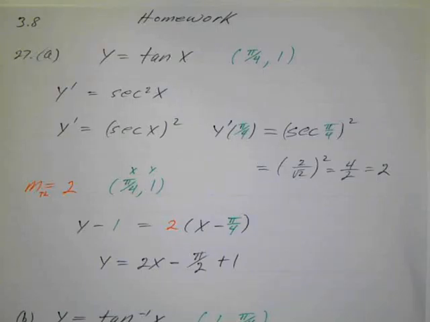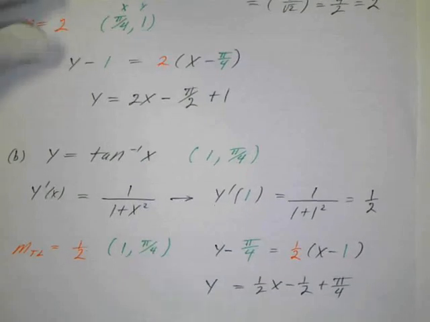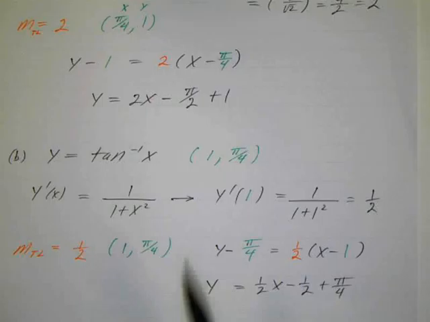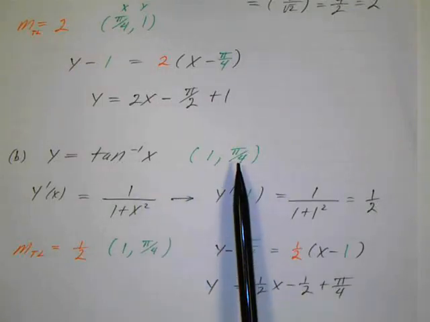Then the second part, the b part, they want you to find the equation for the line tangent to the graph of y equals the inverse tangent of x at the point 1, pi over 4. So they just flipped them. Flip their x and y values. So this is what we have. Well, again, they gave us both points, so that makes it easier.